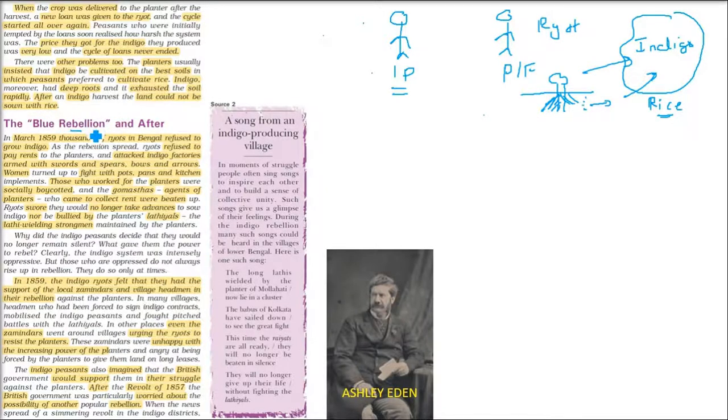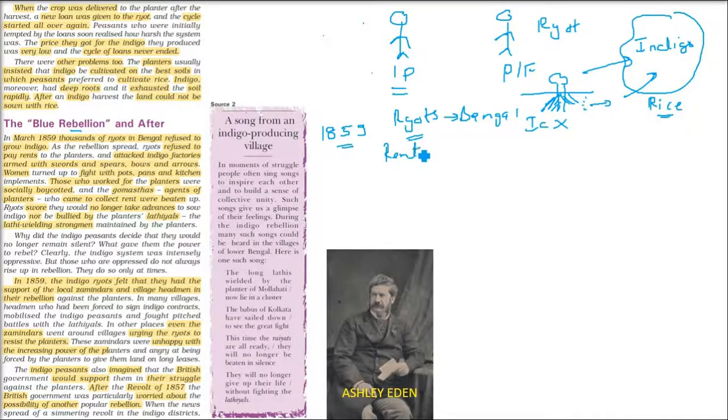Now let me tell you about Neel Vidroh, the Blue Rebellion. You have known the problems, you have known why this Blue Rebellion came up, or tried to come up, because it was being stopped. Everyone was saying, because the company wanted profit, they wanted everyone to grow indigo. So in 1859, what happened? Thousands of riots. I was talking about the Rayati system, right? So thousands of Rayats, specifically I'm talking about Bengal, refused to grow indigo. They said, no, we will not grow indigo.